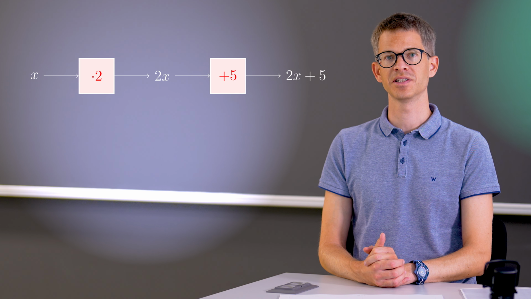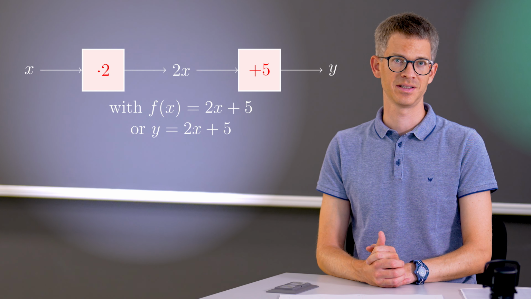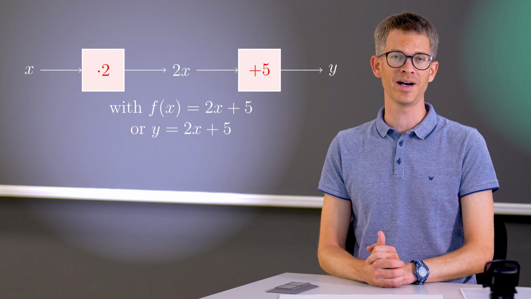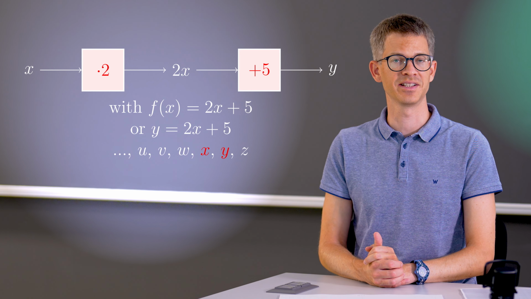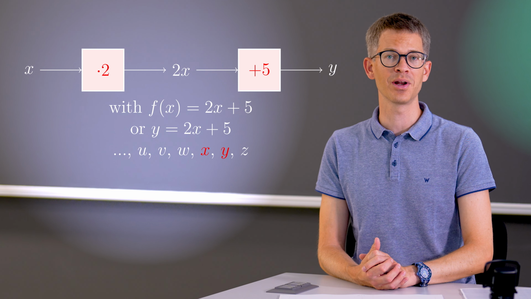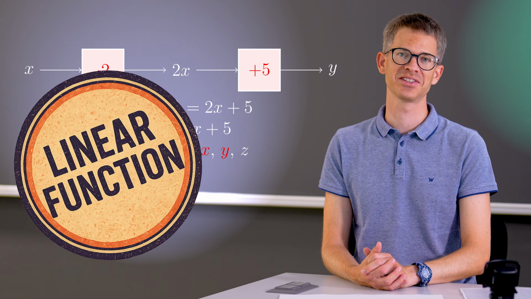The output is then denoted by f of x or y. This is easy to remember if you recall that the letter y follows the letter x in the alphabet. So, multiplication by a constant number followed by the addition of a constant number, that's what makes a linear function. We will now have a look at a few standard problems that often appear in exams and exercises.